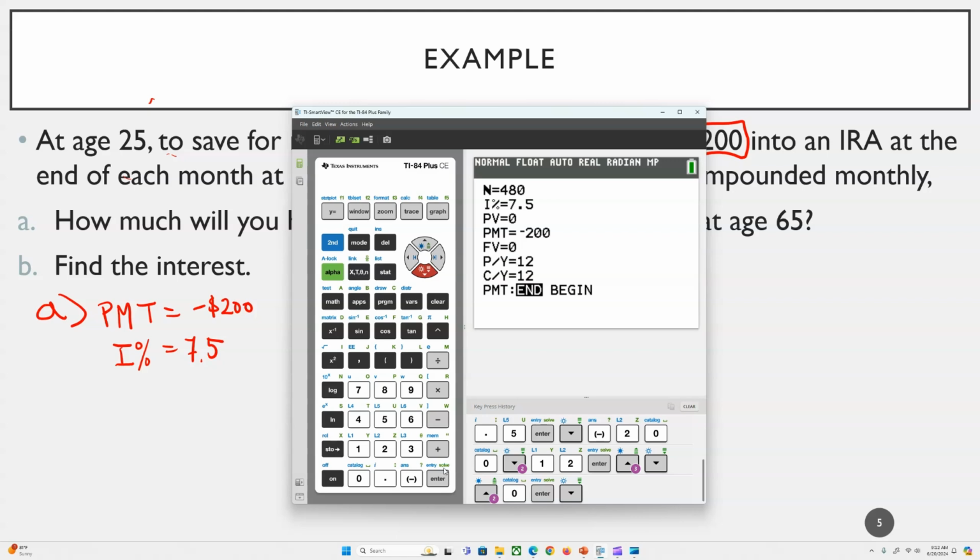You'll notice there's this thing called solve, right above the enter key. So you're just going to hit alpha to get it, and solve. And look, it populates it right there for you. So what this is saying is, in the future, you will have $604,764.43.